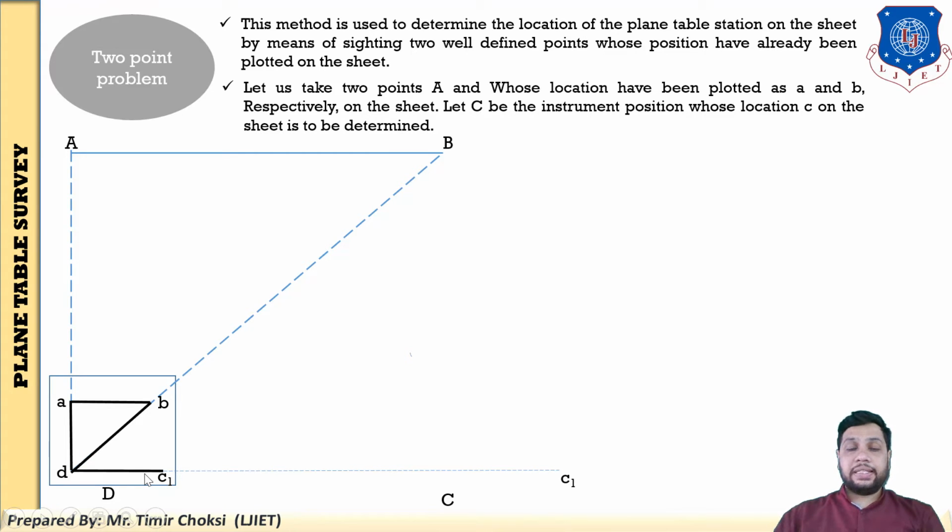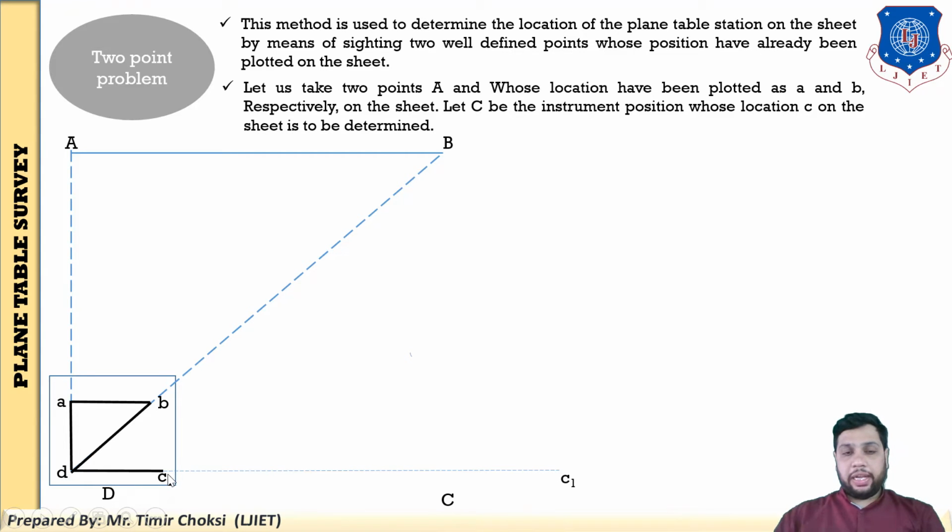Which line? DC1. It is a random distance. You may take 20 meters, 50 meters, 30 meters, any greater distance for the DC1 line. This is a random distance. So do not be confused.